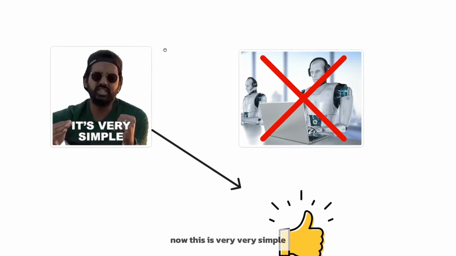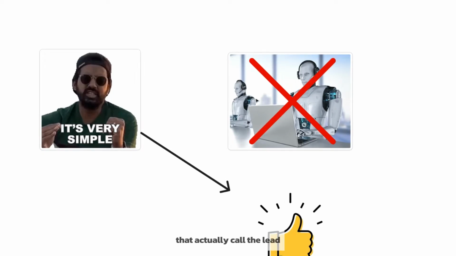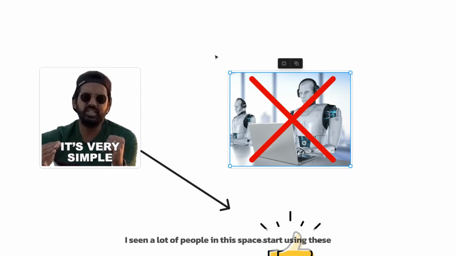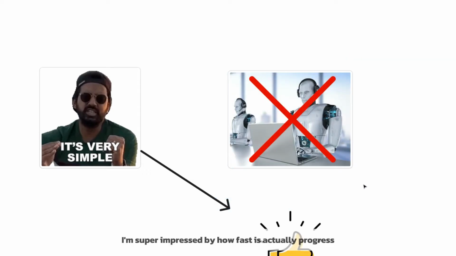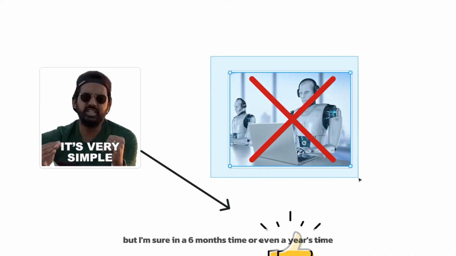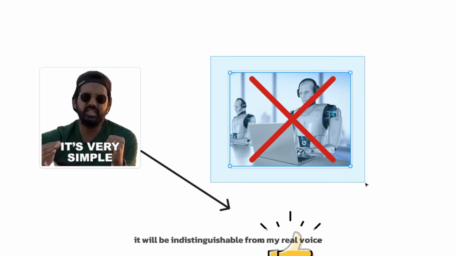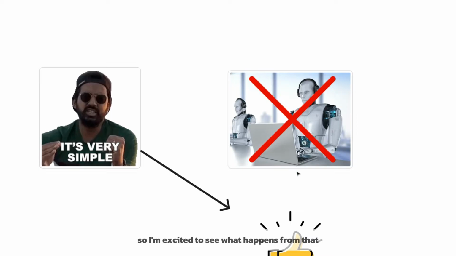Now, this is very simple, and it can get a bit more complicated if you're using different things, such as these AI bots that actually call the lead and book the appointment for you. I've seen a lot of people in this space start using these, and honestly, I'm super impressed by how fast it's progressed. I don't think it's perfect yet, but I'm sure in 6 months' time or even a year's time, it will be indistinguishable from a real voice, and it'll probably be better than your best appointment setter. So I'm excited to see what happens from that in the future.